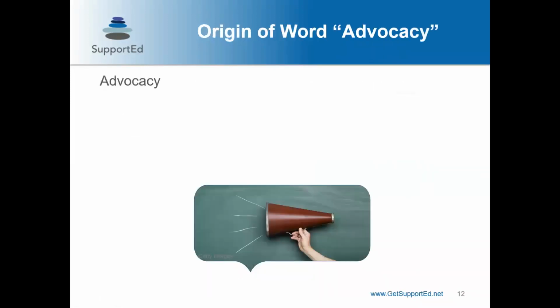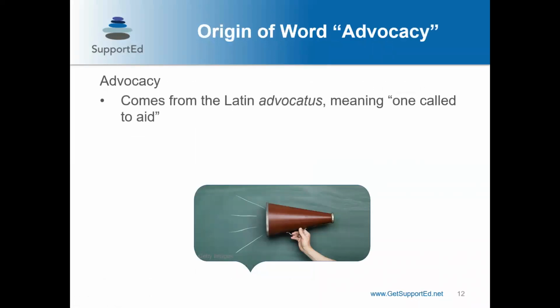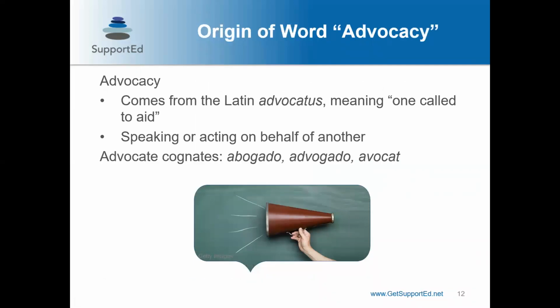I'm going to go ahead and share a bit of information on the word advocacy. As teachers of English learners, we like to talk about word origins. So you might be interested in what the origin of the word advocacy is. It comes from the Latin advocatus, meaning one called to aid, and also speaking or acting on behalf of another. And some cognates, which are words that sound the same and have similar meanings in different languages, are abogado, advogado, or avocat in Spanish, Portuguese, and French. If you speak one of those languages, you know that that means attorney, actually.